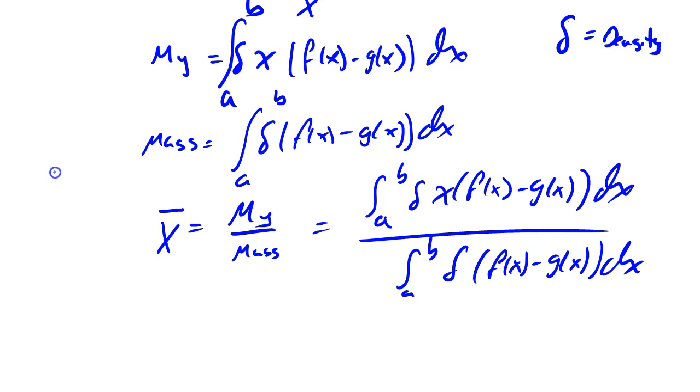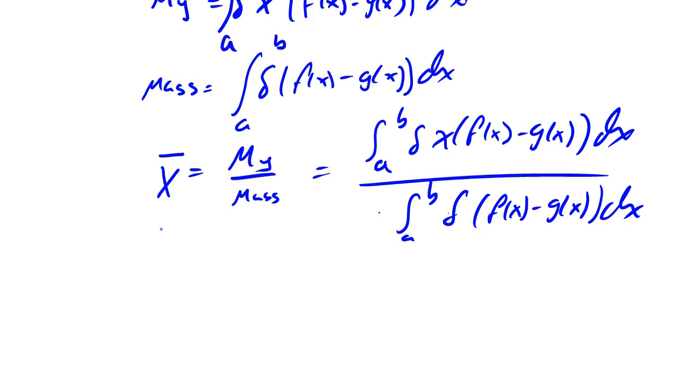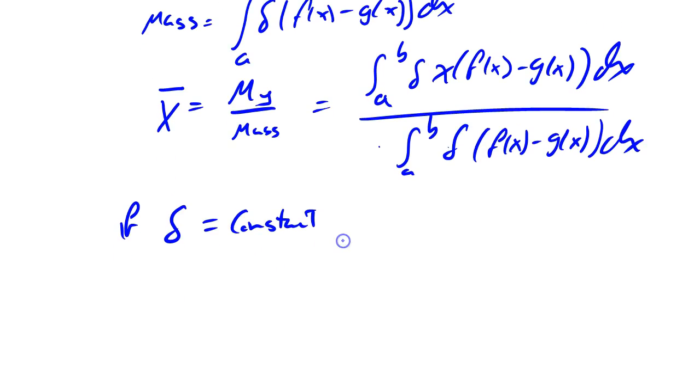Now, in some examples that you'll see as you work through the problems in the book, delta is a function of x, in which case, whatever that function is, you're going to multiply it in here in order to do the integral. On the other hand, if delta is a constant, it factors out. The delta comes out of the integral here, comes out of the integral there, and then it cancels out. And in fact, you don't even need the delta. If delta equals a constant, then x bar looks like this.